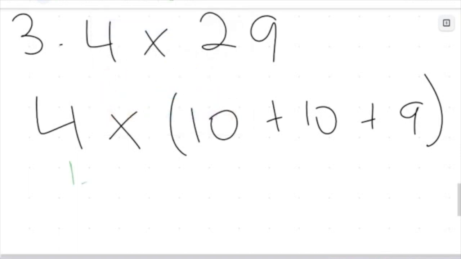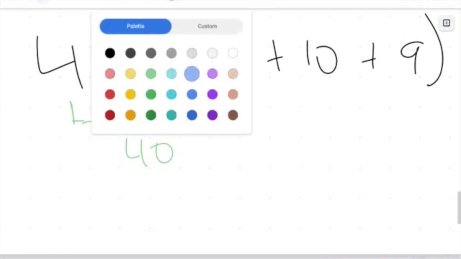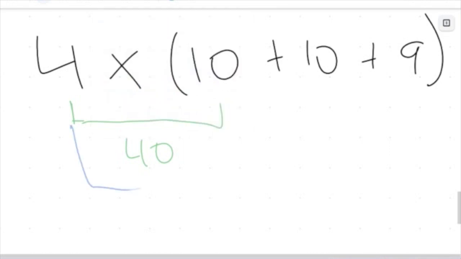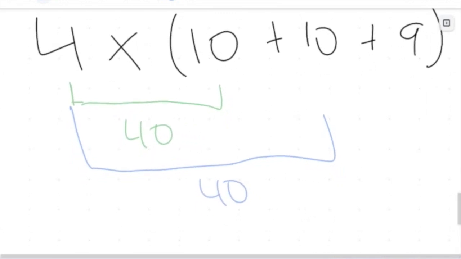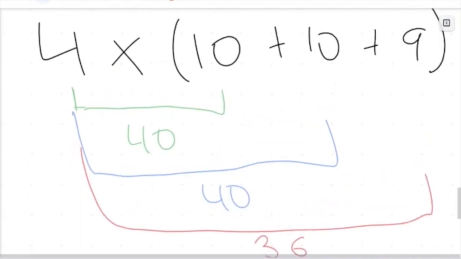So in doing so, I can say that, well, 4 times 10 here, that gives me 4 lots of 10 from my times tables. That gives me 40. 4 lots of 10 again here. Another number we're going to add is 40. 4 lots of 9 gives me 36.